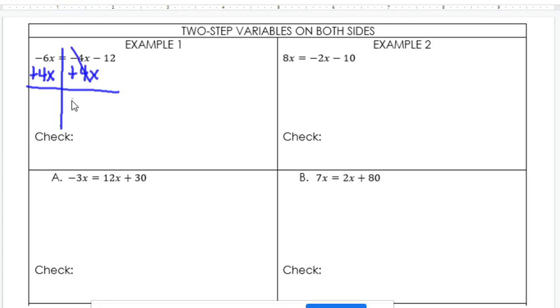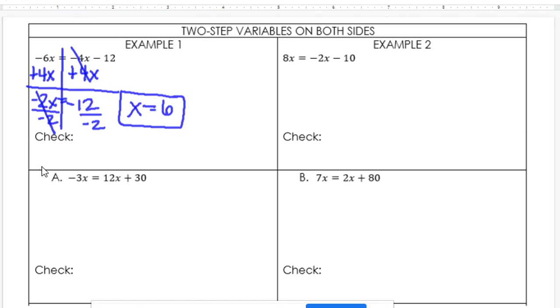Minus 4x and plus 4x cancels, and we're left with negative 12. On this side, we have negative 6x plus 4x is negative 2x. Now it's just a one step. We want to get x alone, so we're going to divide by negative 2. Divide by negative 2, because what you do to one side, you do to the other. Negative 2 divided by negative 2 cancels, and over here we're left with negative 12 divided by negative 2, which gives us a positive 6.